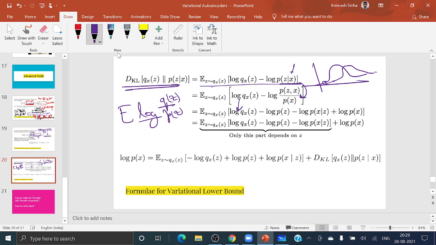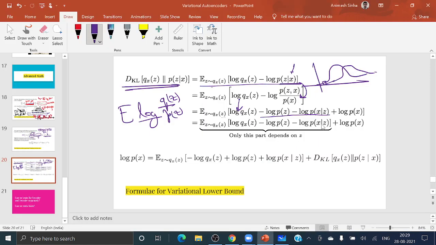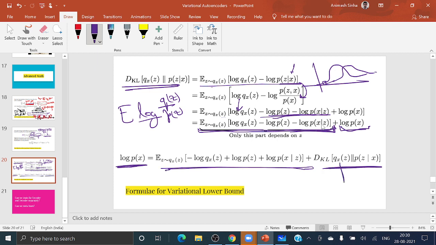The other expansion that we have done is log of p of z comma x, written as log p of z plus log p of x given z. So we are again expanding it back into the conditional form, and we notice that this entire part is what is called the variational lower bound on the loss. We can rearrange the terms to write log p of x is equal to this entire expression plus the KL divergence. The KL divergence is how close our Q distribution was to our true distribution.